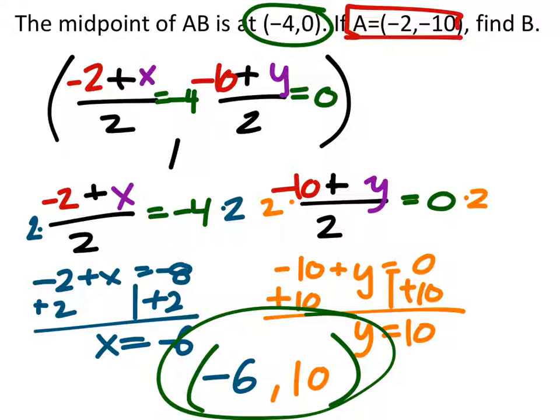And, you know, we could confirm that, right? -2 plus -6 is -8 divided by 2 is -4. And then -10 plus 10 is 0 divided by 2 is still 0. So that gives us the actual values of the midpoint.